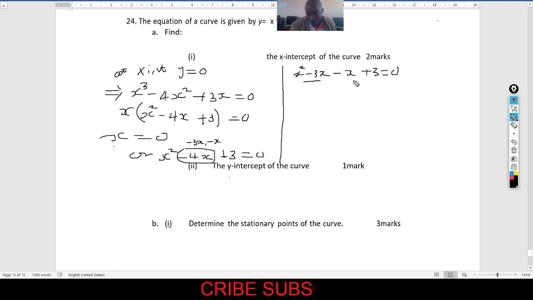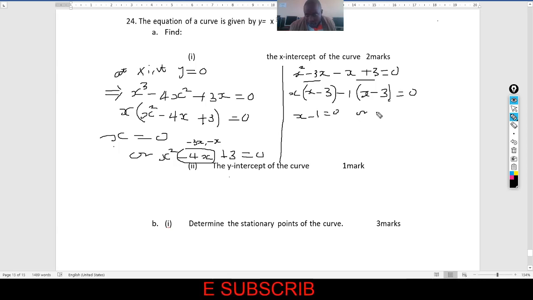So we group these two and these two. Here we shall have x as a common factor. We factor it out, x comes here, x, then we minus 3. Then minus, the common factor is 1. 1 here is x. There is a negative, so this one becomes minus 3. In simple terms, whatever is inside the bracket must be similar, then equals to 0. So that means your x minus 1 equals to 0, or x minus 3 equals to 0.